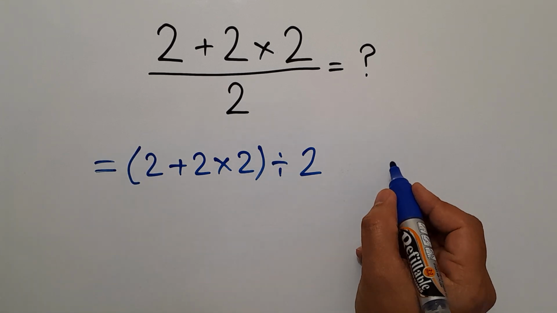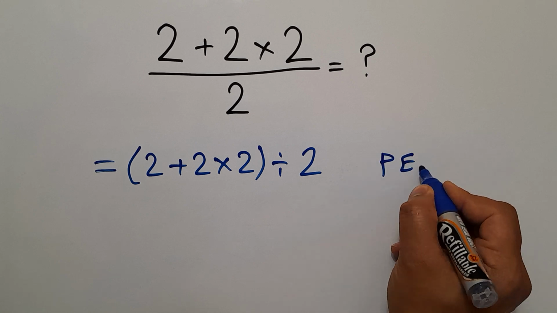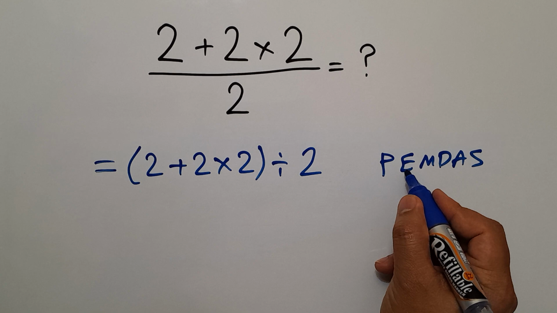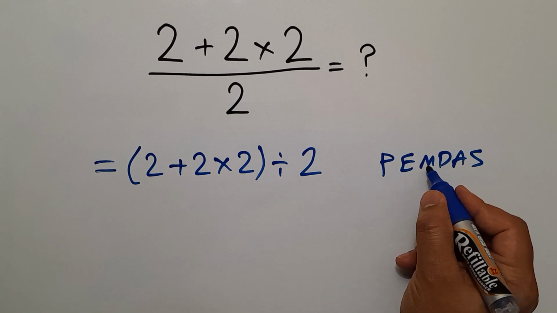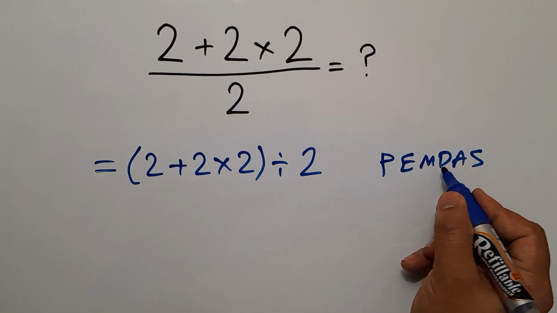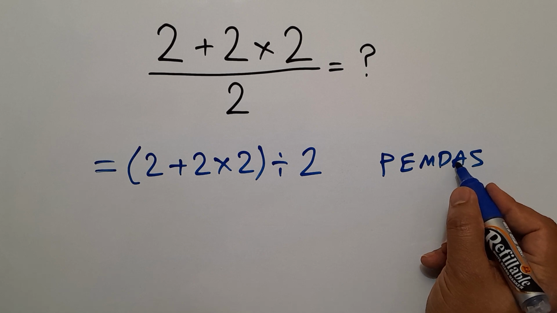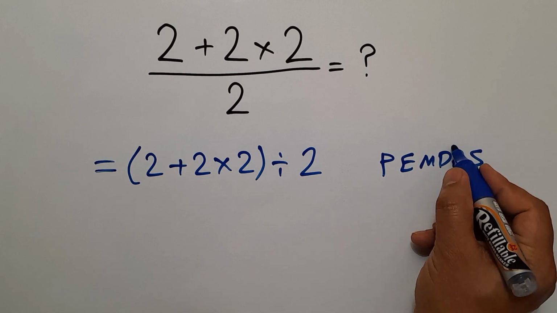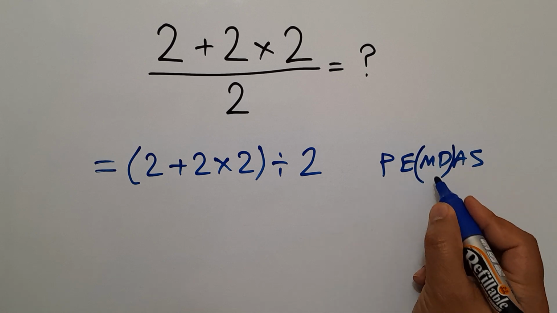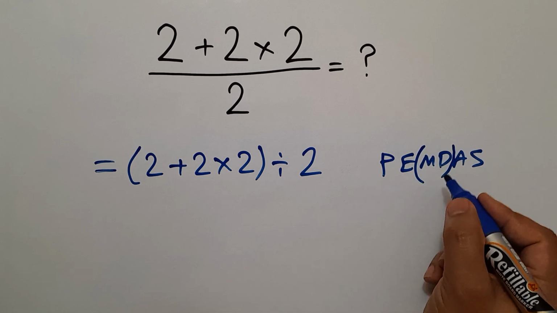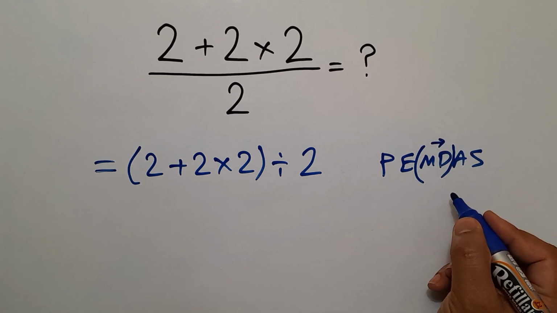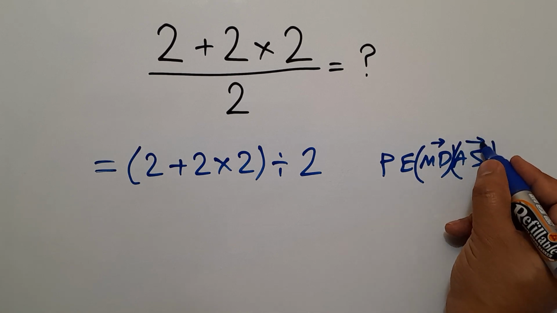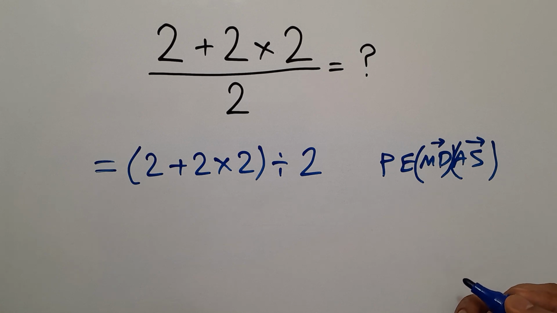According to the order of operations, which is PEMDAS, P stands for parentheses, E stands for exponents, M and D stand for multiplication and division, and A and S stand for addition and subtraction. Remember that multiplication and division have equal priority and we work from left to right. And the same applies to addition and subtraction. We work from left to right.